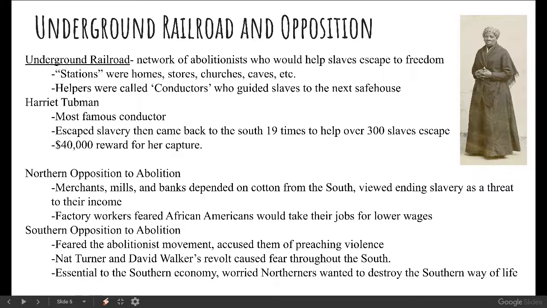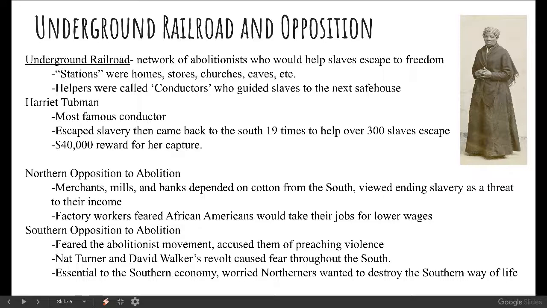Southerners know how they're treating the slaves. They know the abuse that is being imparted on these people, and so they're afraid that if slaves learn how to read, if they're given guns, if they're given any inkling of hope, that they will rise up against them and kill them, which did happen in some instances.